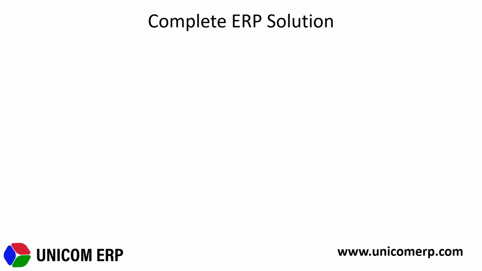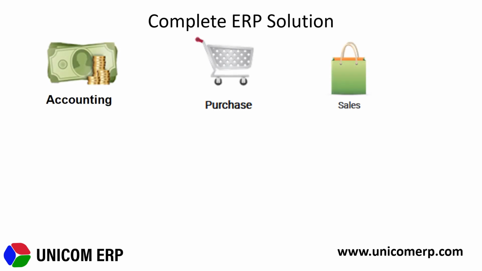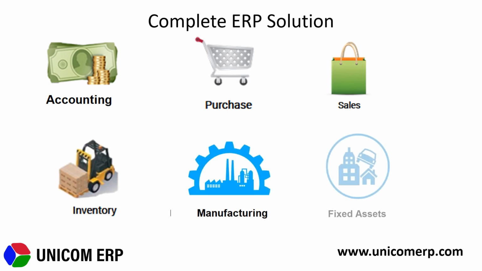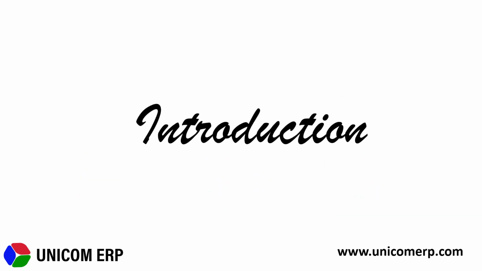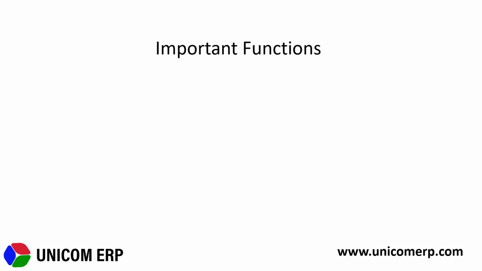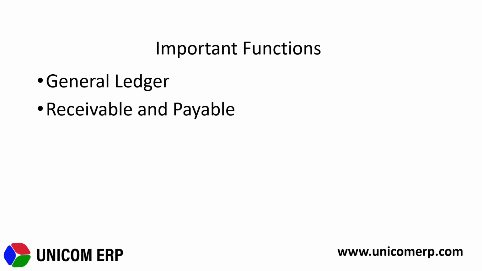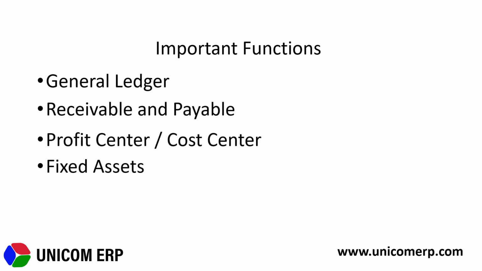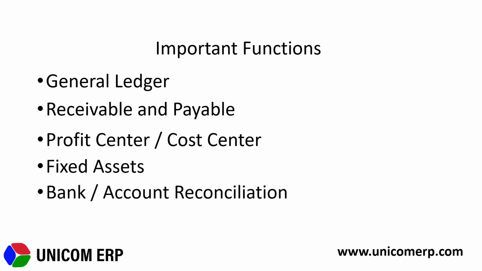Unicom ERP is a complete ERP solution, including accounting, purchase, sales, inventory management, manufacturing, fixed asset management and all other necessary functions required for a business organization. Important functions associated with the accounting module are General Ledger, Receivables and Payable, Profit Center or Cost Center, Fixed Assets, Reconciliation of bank accounts or any other accounts, and necessary reports associated with accounting functions.